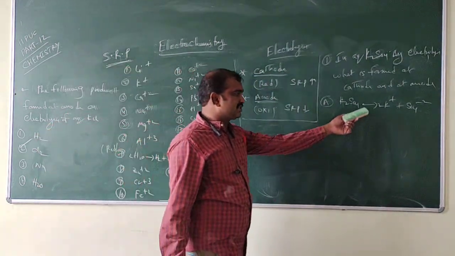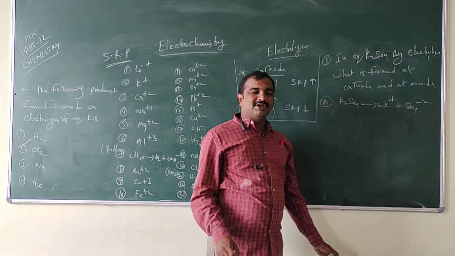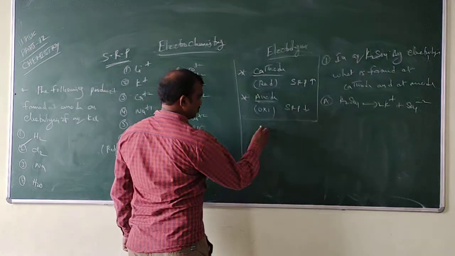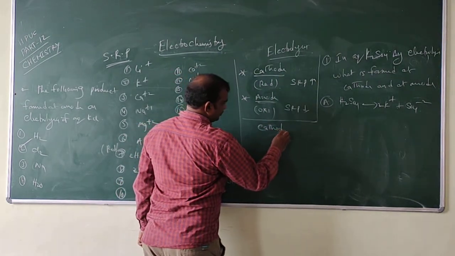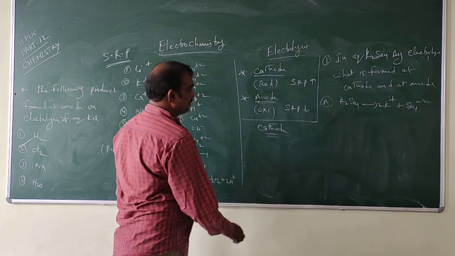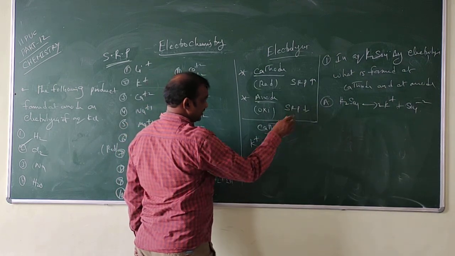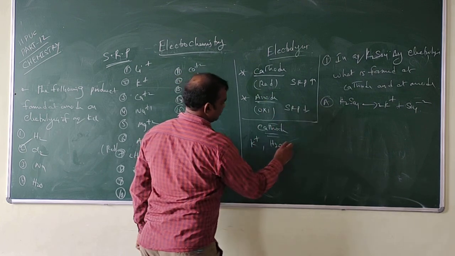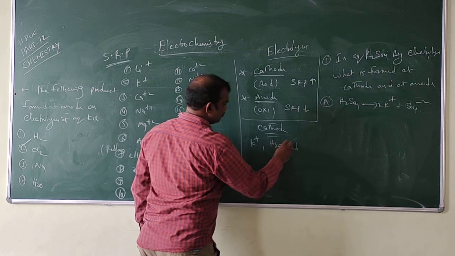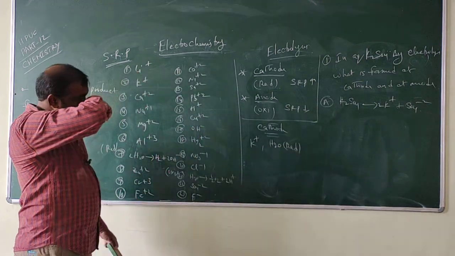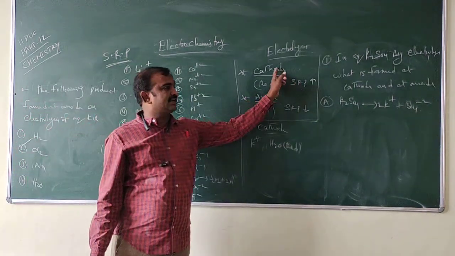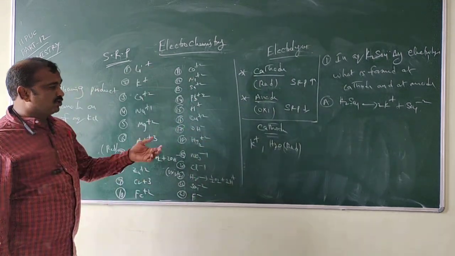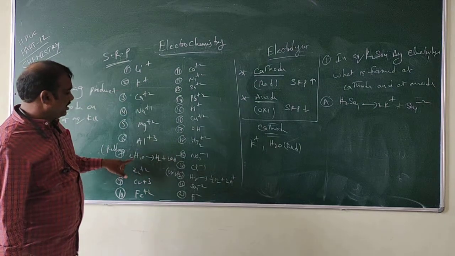So we don't want any moles here. Moles are not required. Simply which cation is formed, which anion is formed. That is enough. So now when you go to cathode, look at here. Cathode will take K plus and H2O reduction. Among these SRP values, which one is having more SRP value, K plus or H2O reduction?